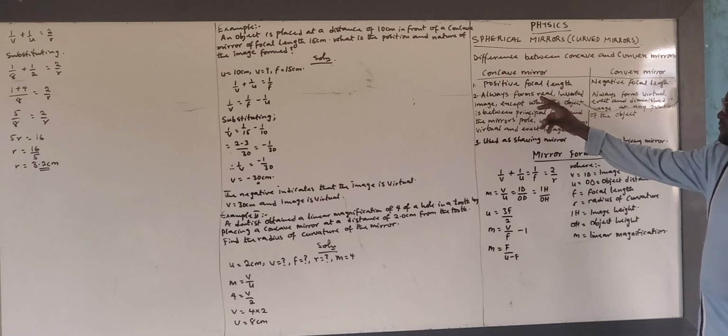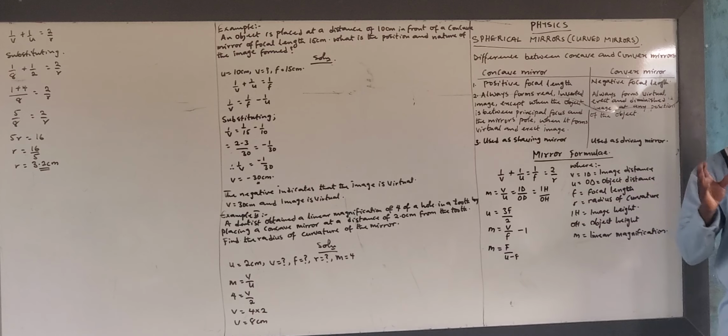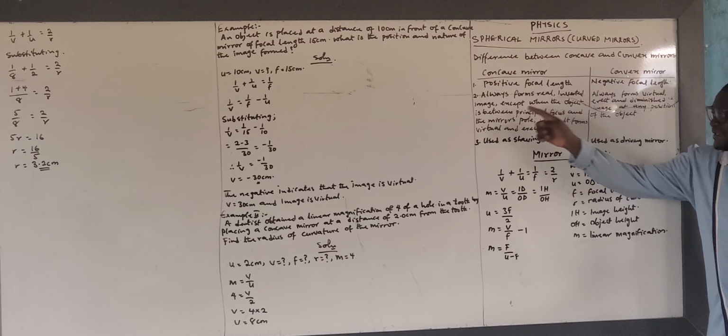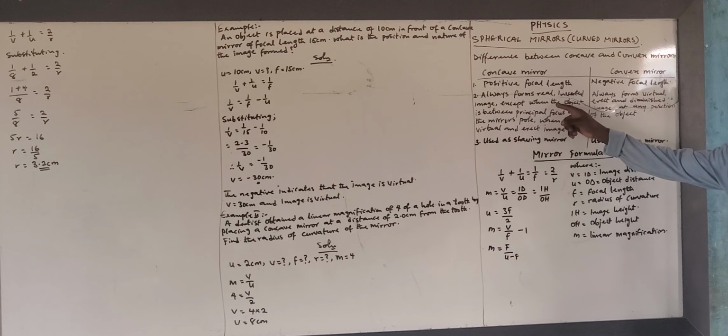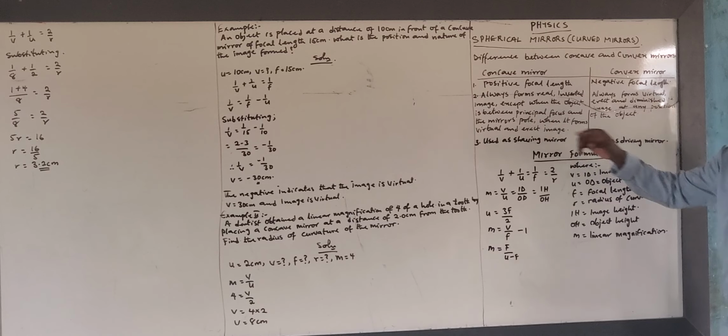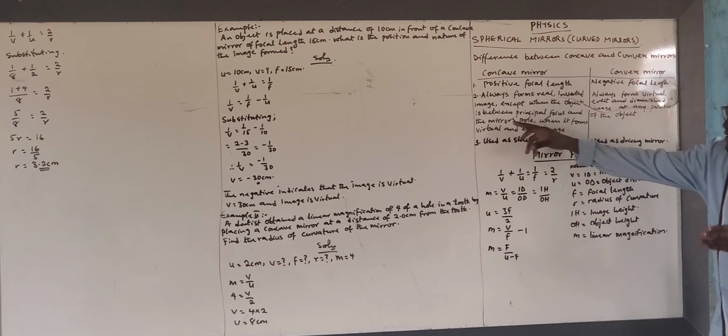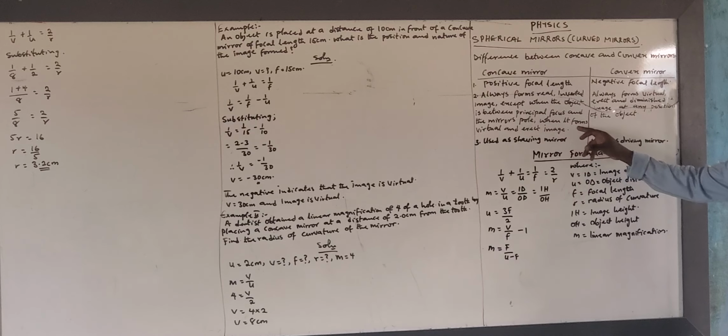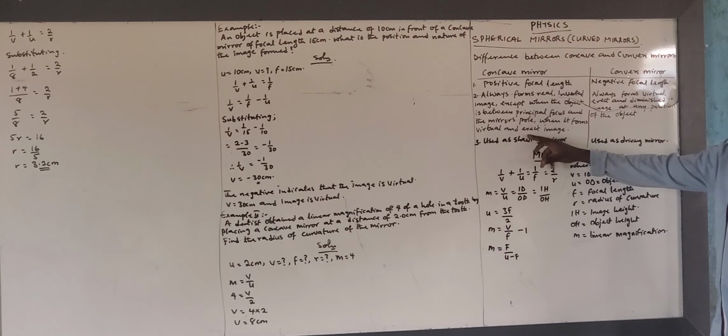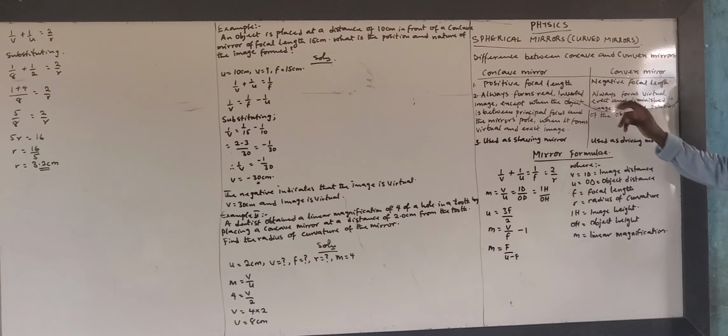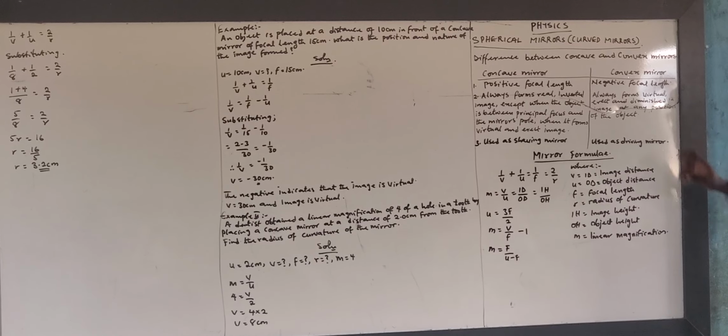Then, two, it always forms a real image. If you look at the concave mirror, it is going to form a real image, then an inverted image, except when the object is between the principal focus and the mirror pole, when it forms a virtual and erect image. Then, in convex, we always form a virtual, erect, and diminished image at any position of the object.